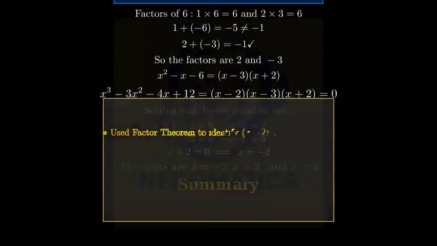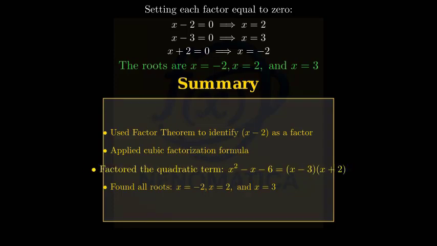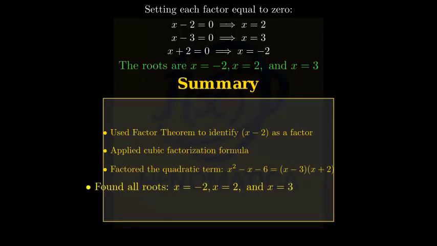Let's summarize what we've learned. First, we used the factor theorem to identify that x minus 2 is a factor of our cubic equation, since x equals 2 is a root. Then, we used the factorization formula for cubic equations to express the equation as (x - 2) times a quadratic factor. Next, we factorized the quadratic expression into (x - 3)(x + 2). Finally, we found all three roots of the cubic equation: x equals negative 2, x equals 2, and x equals 3. Thank you for watching.